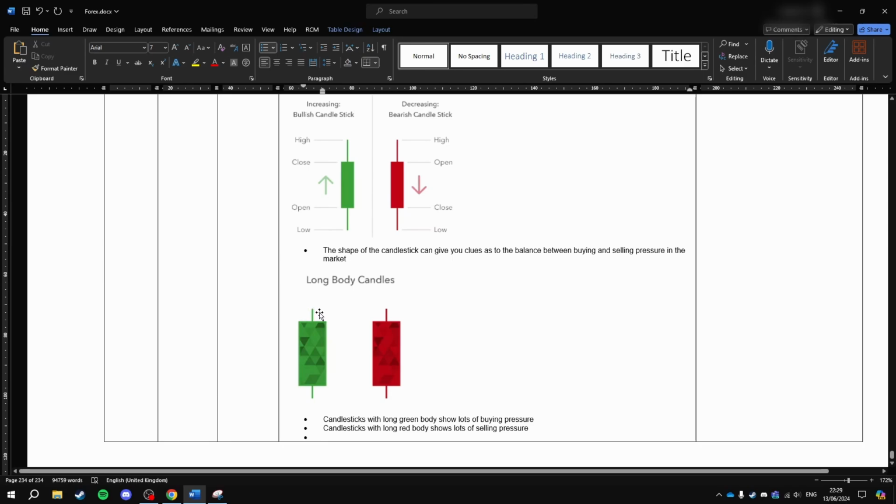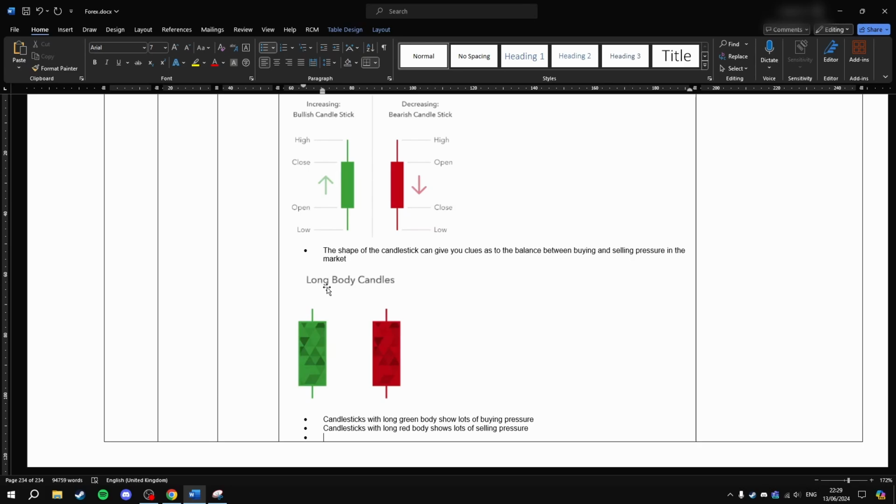Green candles: the closing price is really high above the opening price, so that means the price has increased very quickly, right? If the price is increasing very quickly, that means, using supply and demand terms, there's not enough supply to cope with the demand, so the price increases. Therefore, if there's not enough supply to deal with the demand, that means there's a lot of buying pressure.